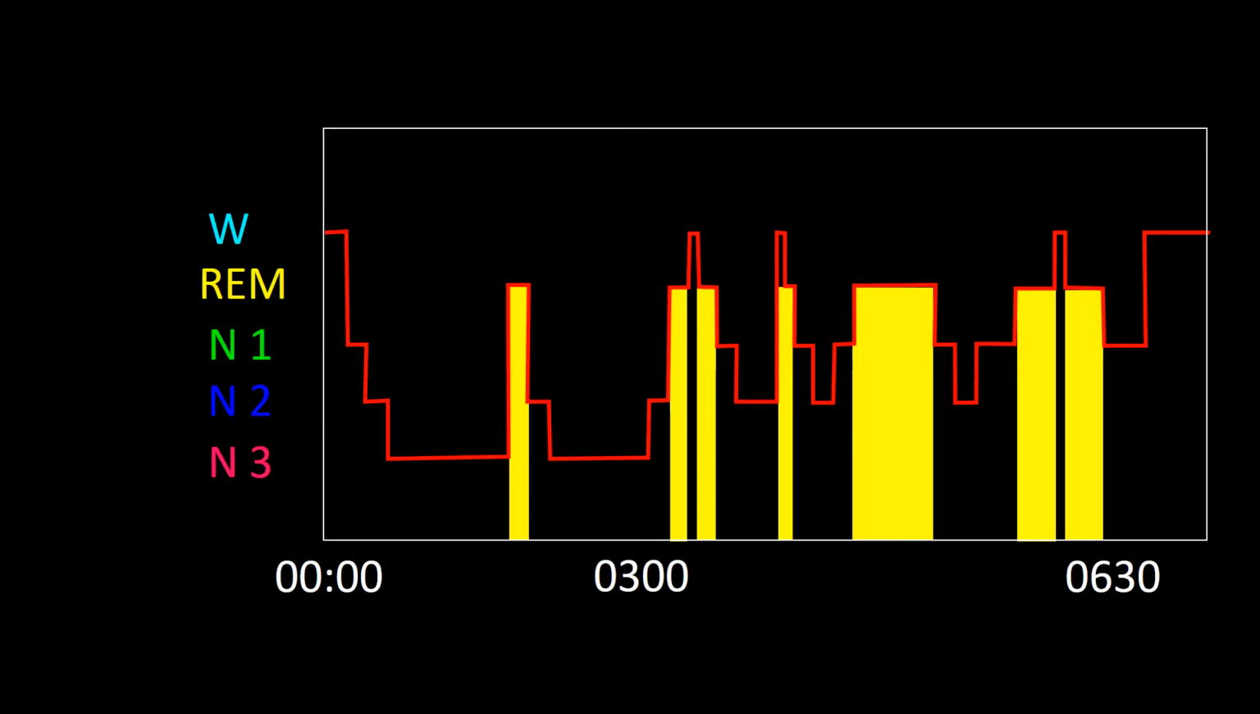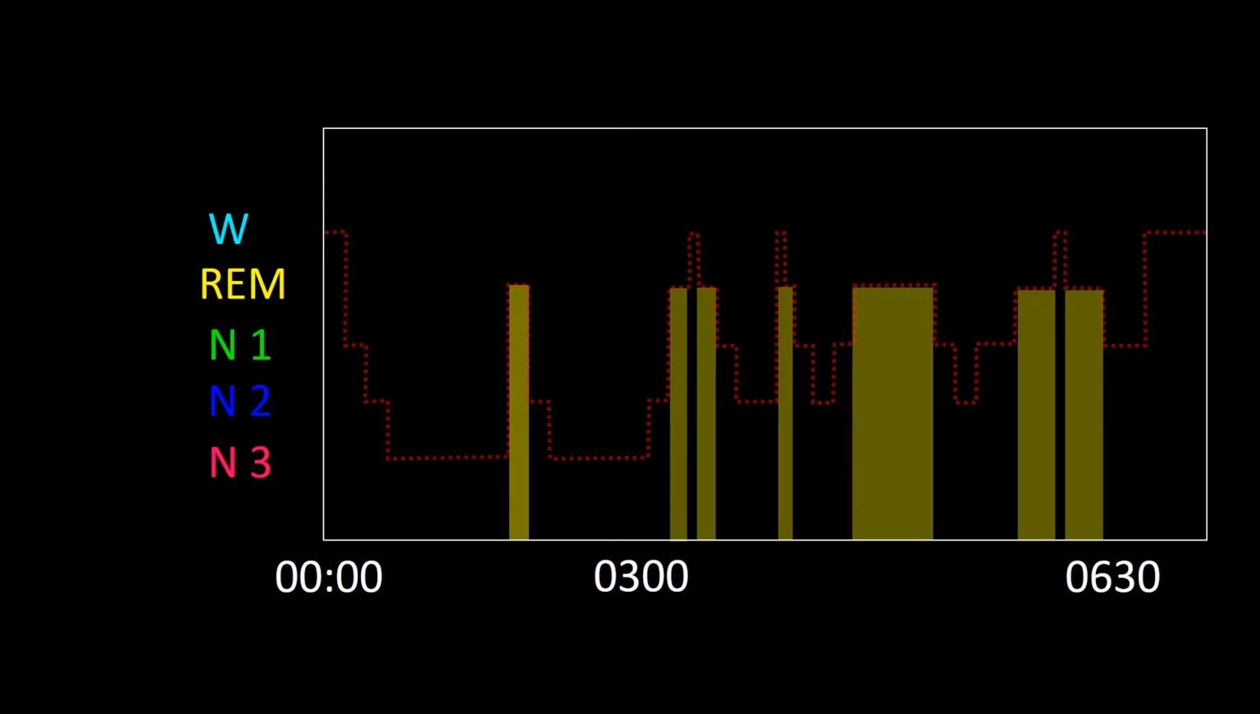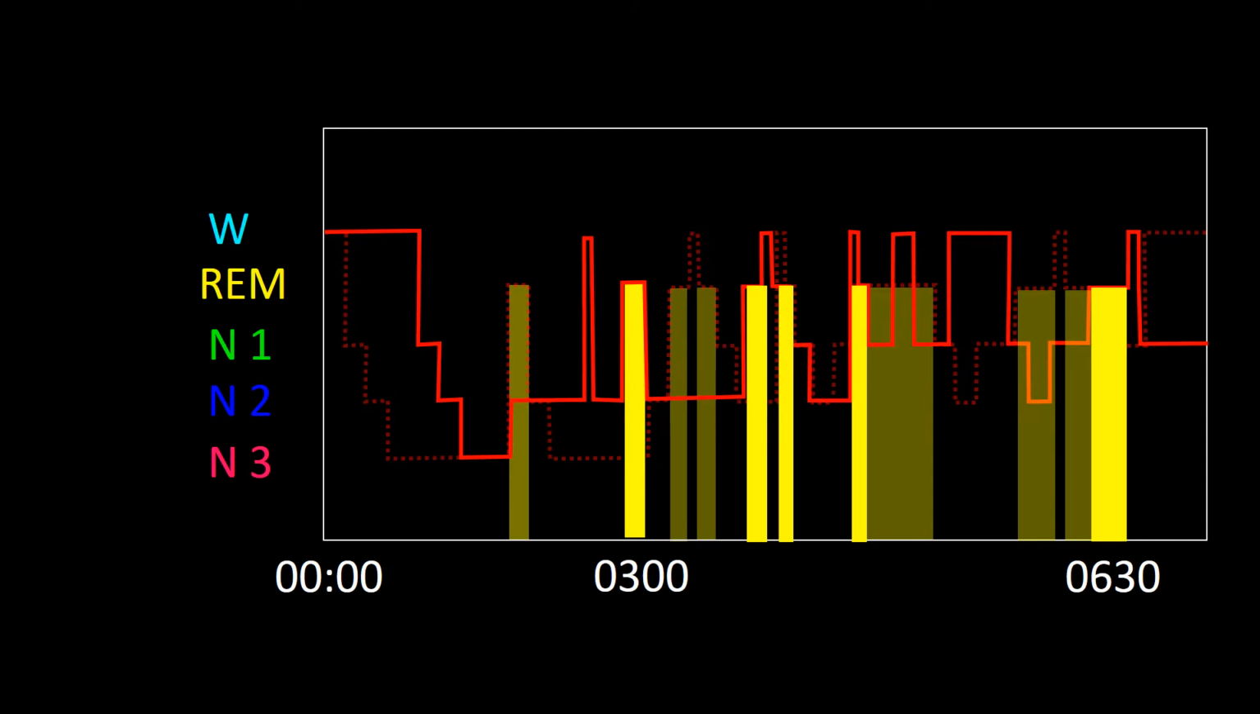In this frame, I have removed all those values and also dimmed the contour of the normal hypnogram in order to superimpose a new hypnogram. This hypnogram has the characteristics, perhaps a little exaggerated, of the first night effect, which refers to the first night a polysomnogram is conducted.